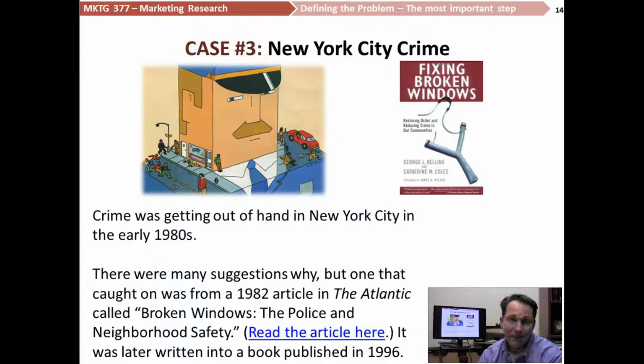And it was published in 1982 in The Atlantic, and then it was published later in the 1990s in this book that's also here on the slides by one of the authors of the original article. And that picture of the police officer there actually comes from the Atlantic original version of the story. And so the idea was that if police forces could encourage communities to spray paint and to fix broken windows and to just look like they were well kept, that crime would be low.